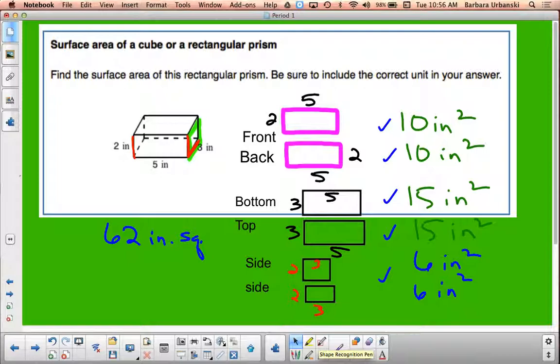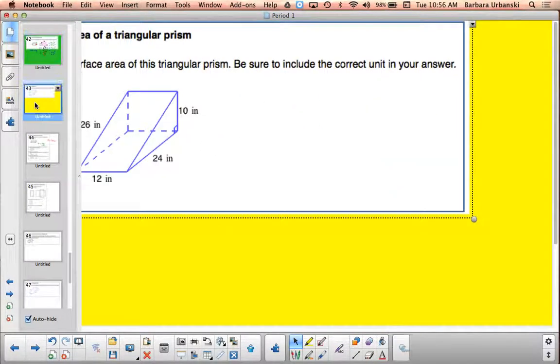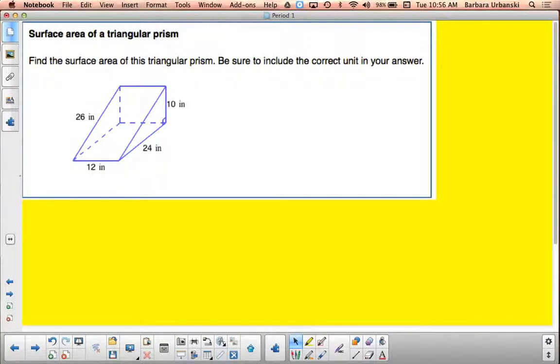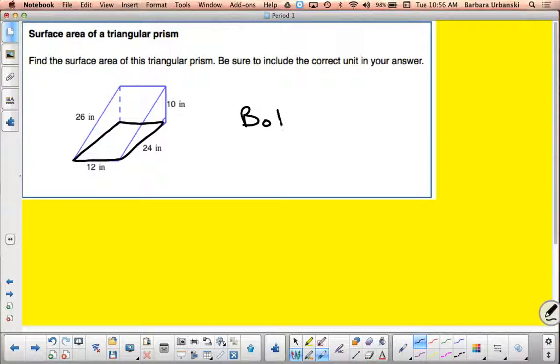Now, if I wanted to take a look at something like this shape, okay? It's the surface area of a triangular prism. A little bit different, but you would go about it the same way. Start looking at what the faces look like. I'm going to start just with the bottom, and if I would just outline this bottom, it would be a rectangular shape, and I'm going to say that I'm looking at the bottom.